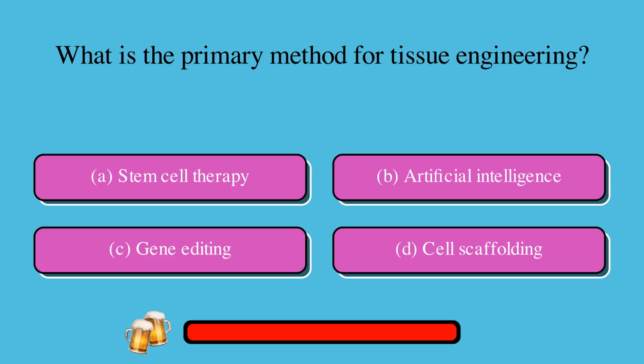What is the primary method for tissue engineering? A. Stem cell therapy, or B. Artificial intelligence, or C. Gene editing, or D. Cell scaffolding? The correct answer is D. Cell scaffolding.